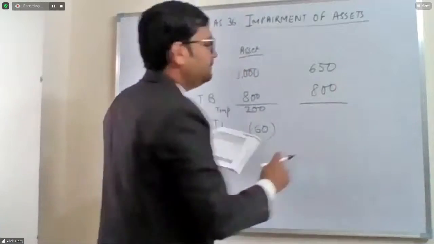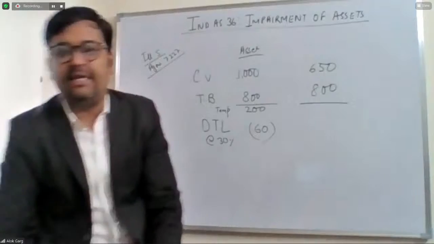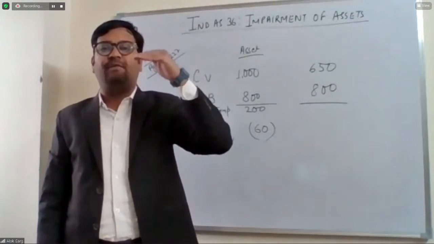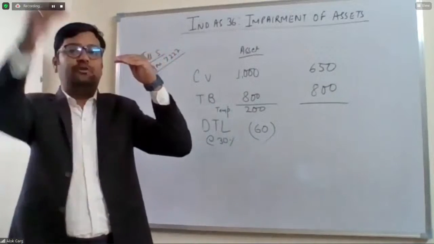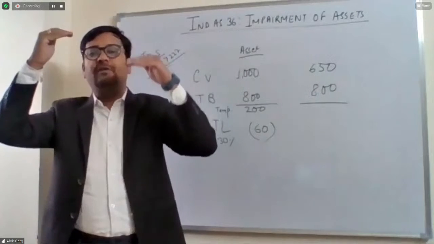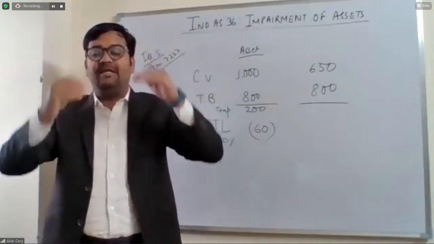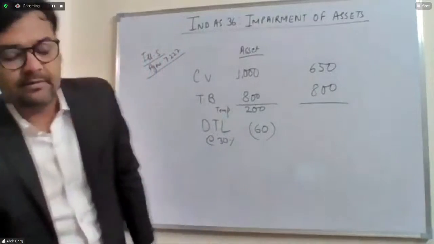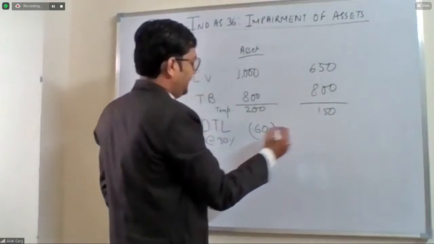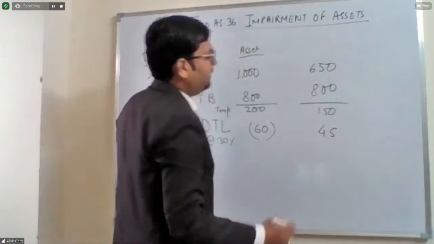Now what will happen? In this case, my carrying value, my value in the company's books, is 650, but my value in the tax books is 800. Okay, so it is higher. In this case, I have to increase my asset. It means it will be a deferred tax asset. So 650 minus 800, 150. And what is the deferred tax at the rate of 30%? 45. So I need to create a deferred tax asset.